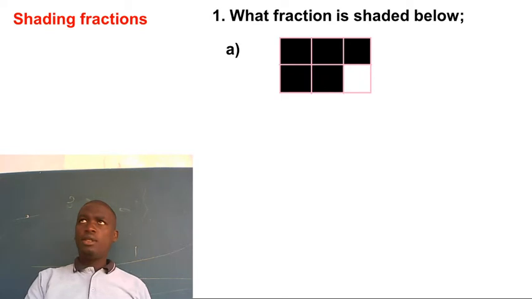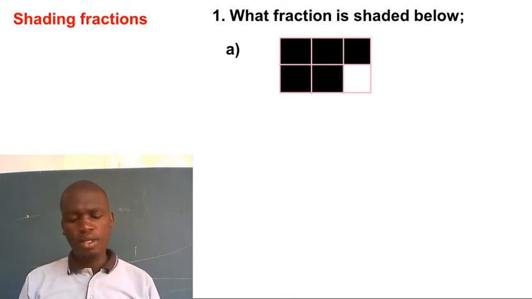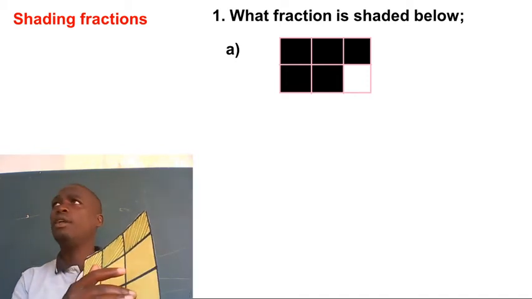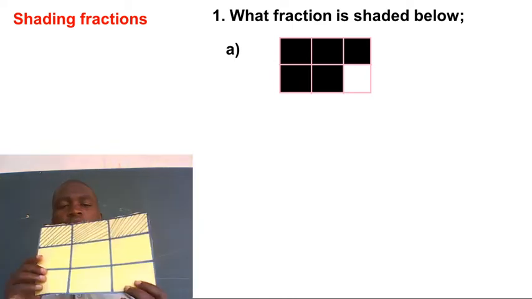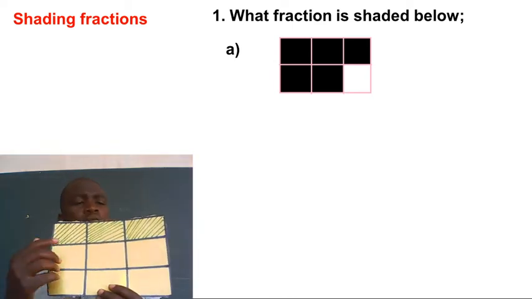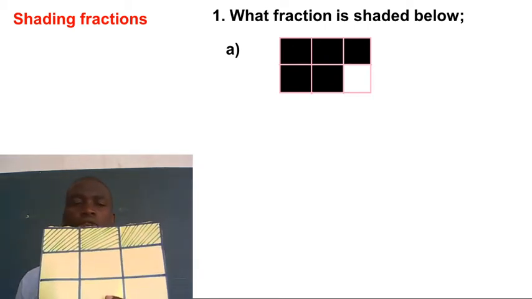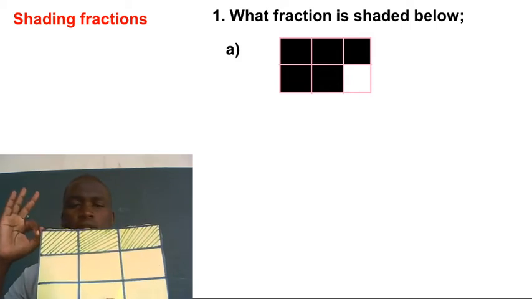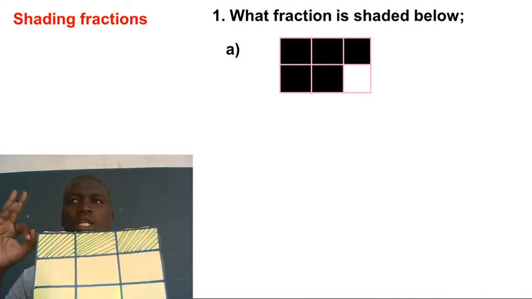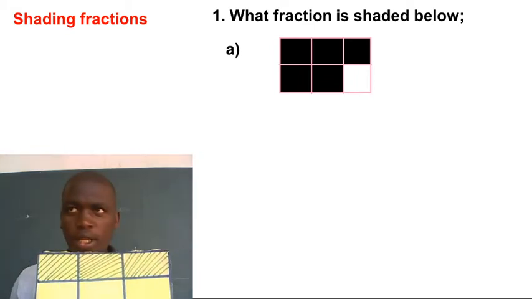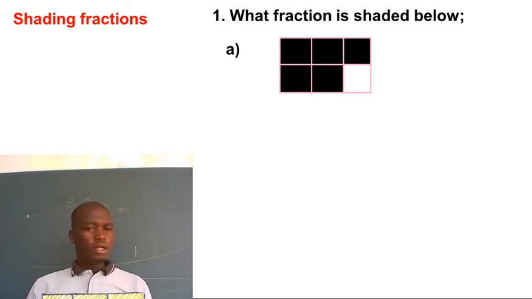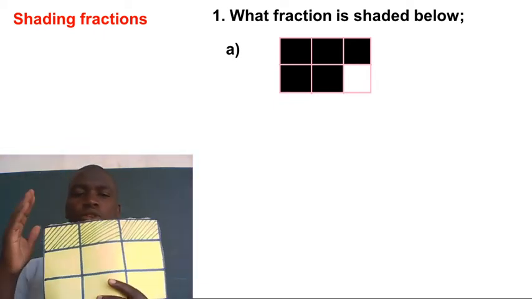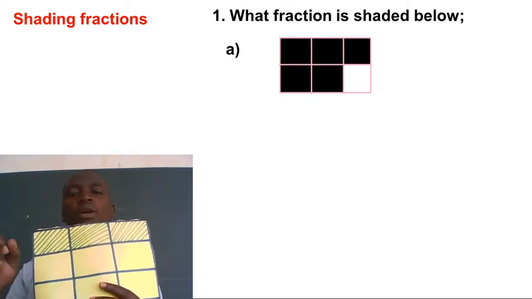Let's take a look at another one. This is our figure. 1, 2, 3, 4, 5, 6, 7, 8, 9. We have 9 parts. But when you look at this, the shaded upper part is 1, 2, 3. It is 3 out of 9. The shaded parts are 3 out of the 9. 3 and 9 have a common factor. So what are we going to do? You divide 3 by 3, then 9 by 3, and we shall remain with 1 out of 3.